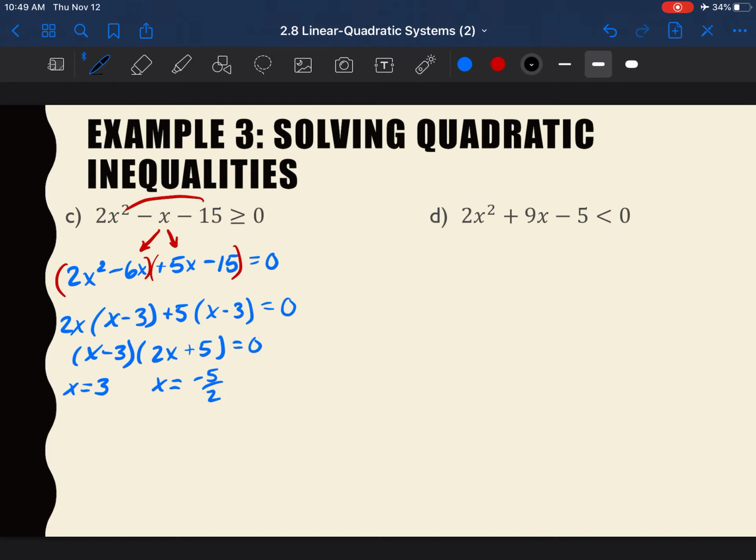So if I pictured it in the form of a number line, that would then tell me that I have, let's see, negative 5 halves would be here. You can change it to a decimal. That's fine. I just leave it as a fraction because it's easier for me.